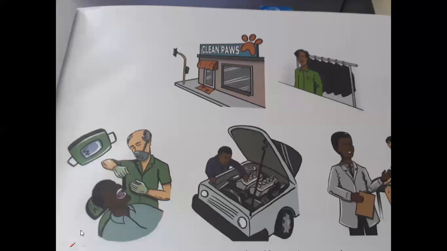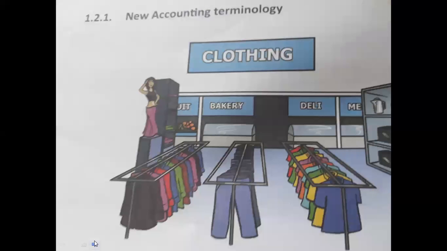Okay. The next one that I'm going to show you is about a trading enterprise or a trading business. Here it's about products or items that they sell. For instance, there's clothing, and a little bit more to the back of the picture, there's a fruit shop, a bakery, a deli, and a meat shop. So every time, products or items are involved. Those are examples of a trading business or a trading enterprise.